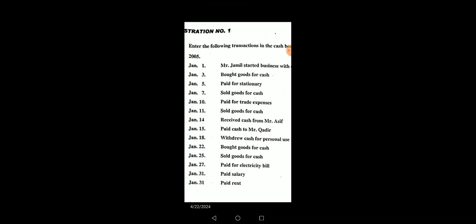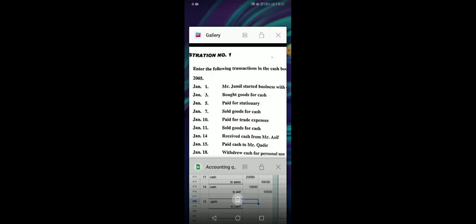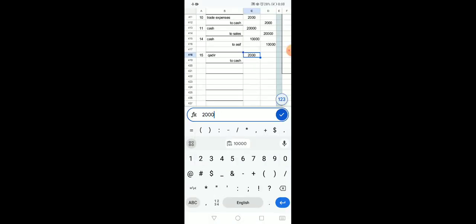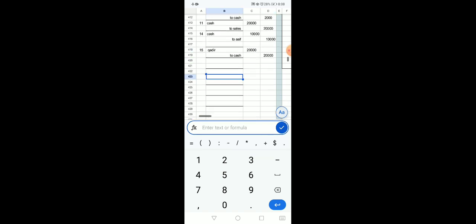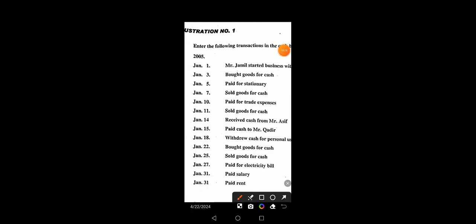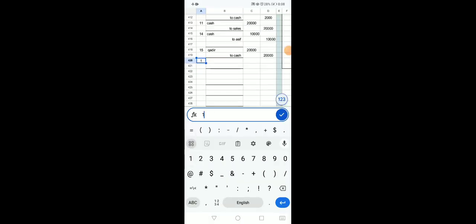And the 15th entry amount is after 10,000. So you will see what is after 10,000, that is 20,000. You will mention 20,000 on the debit side, and the same amount you are supposed to write on your credit side or the next side. All right, entry number 15 is completed. Now let's see what is next for us after 15. It is entry number 18. So you will mention the date over here, 18.